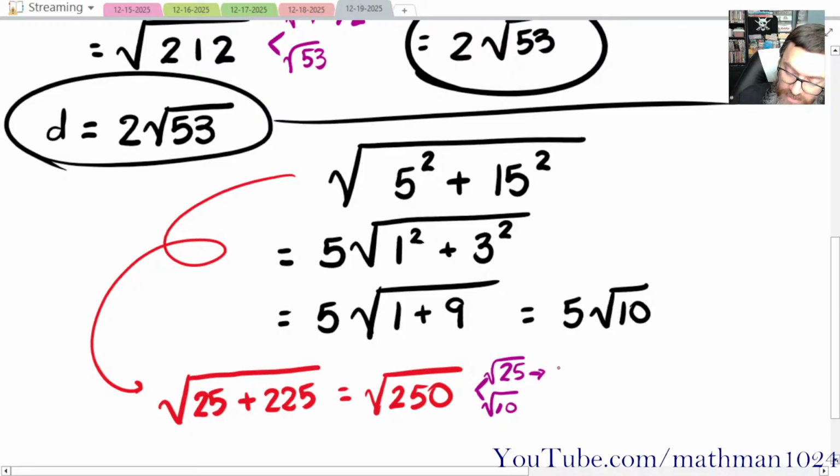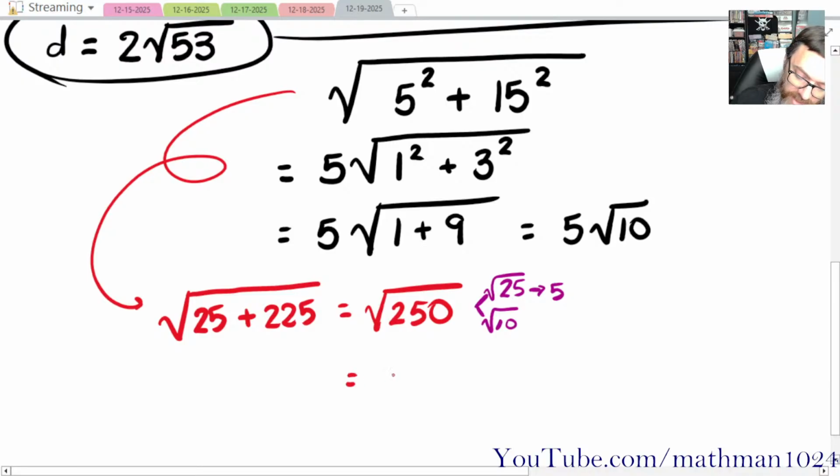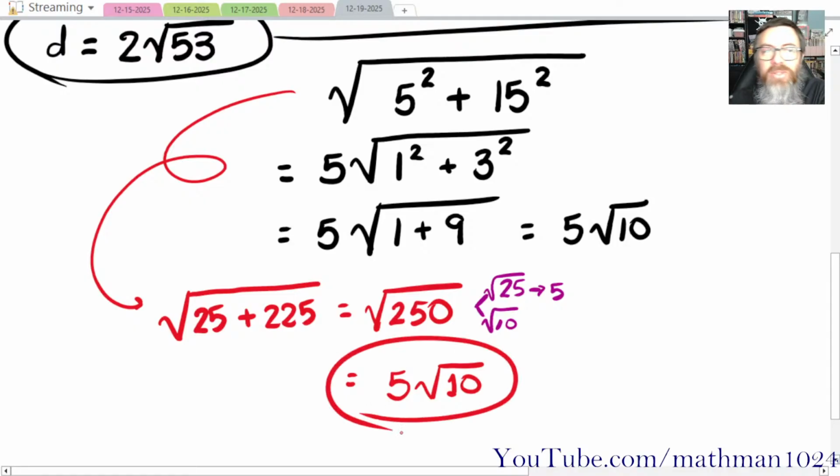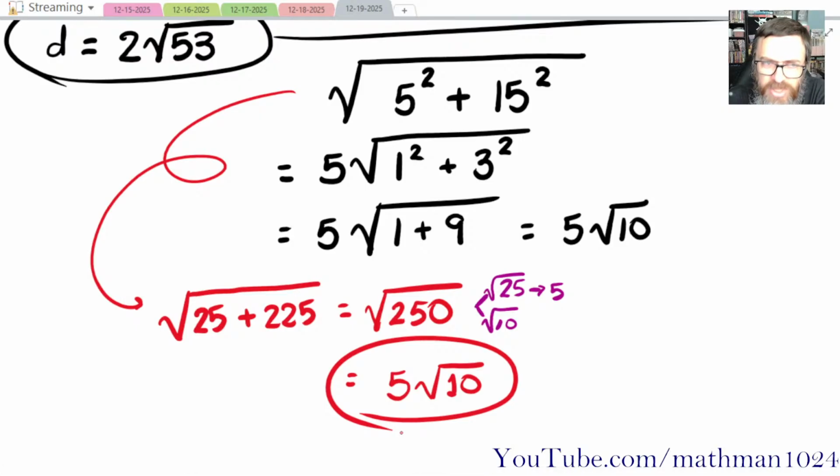The square root of 25 is 5, so we're left with a 5 on the outside of the radical and 10 on the inside. So it still works out. It just saves us from getting to really large numbers and then having to break down those larger numbers. I'm all about shortcuts as long as they are legitimate shortcuts. All right, so that's calculating the distance.